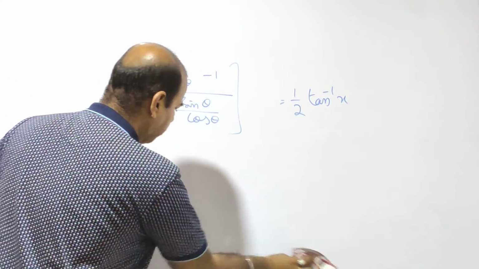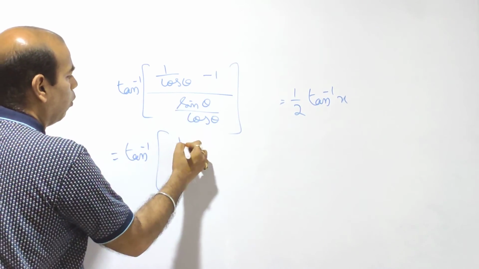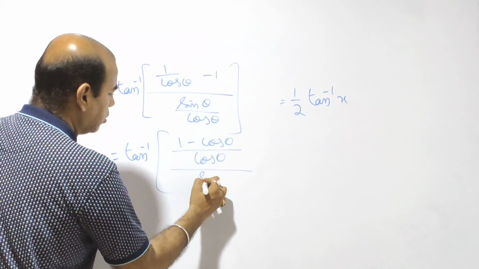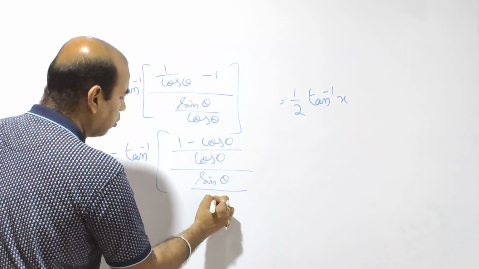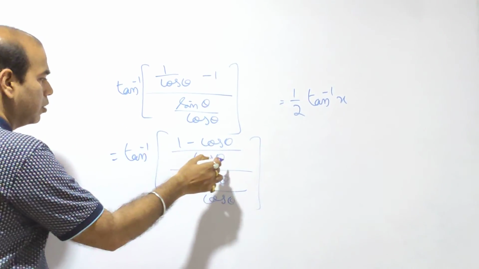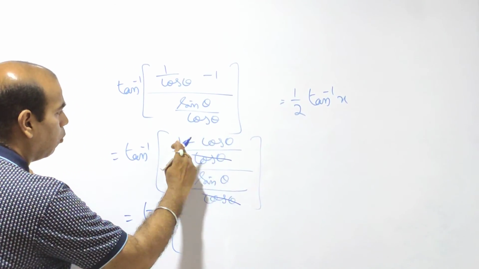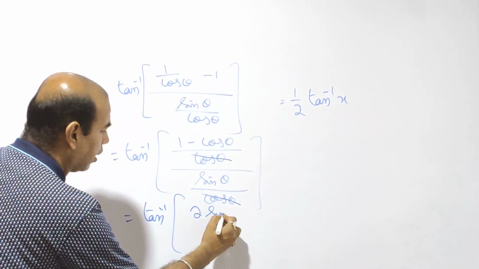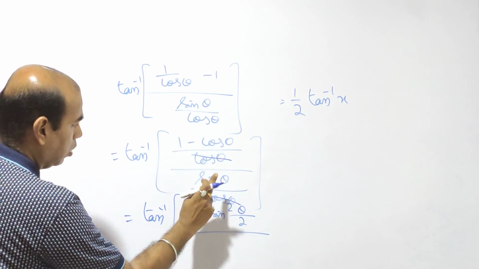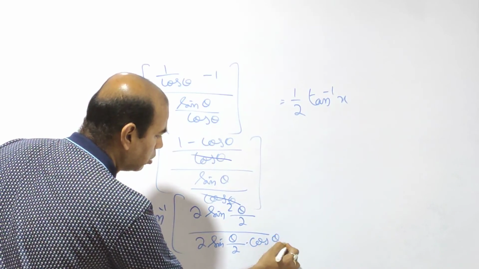My next part, what will I do here now? Tan inverse (1 minus cos theta) by cos theta. This is sin theta by cos theta. But what happens next? This cos and cos is cancelled. Now this tan inverse, 1 minus cos theta, which is 2 sin square theta by 2, and down it is sin theta, 2 sin theta by 2 into cos theta by 2.